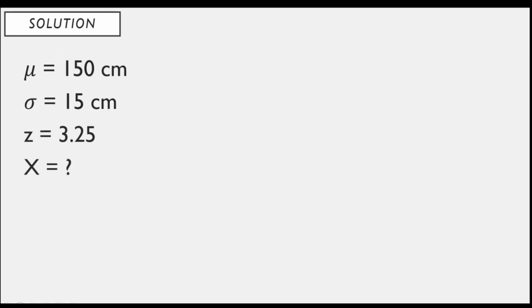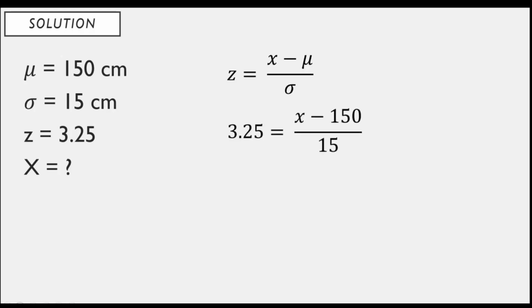Now remember, the x here represents the actual height of Sir Victor, and Sir Victor's z-score for his height is 3.25. So we use the formula z is equal to x minus mean over standard deviation. Now simply substitute. Our z is 3.25 is equal to x is unknown, so we just write x minus our mean 150 over the standard deviation, which is 15. After this, to simplify further, we just need to cross multiply.